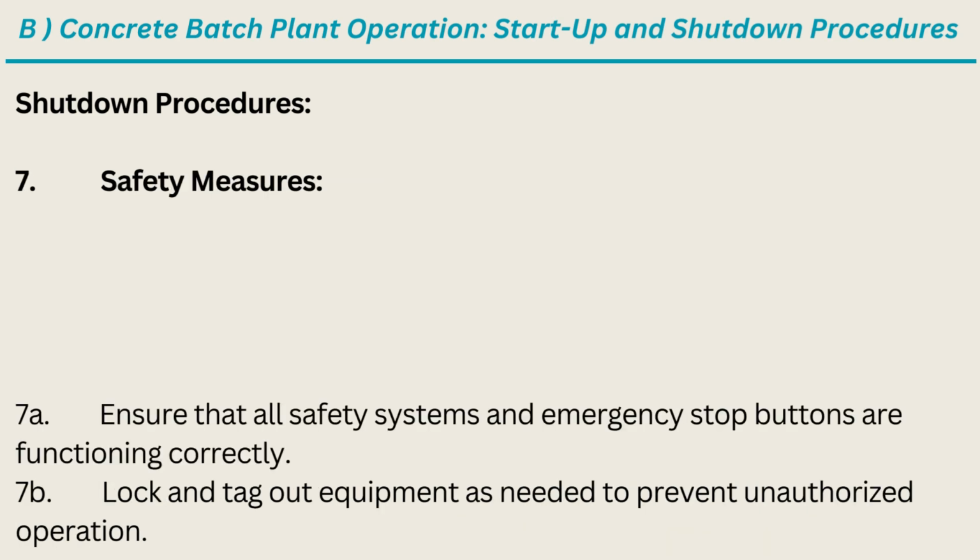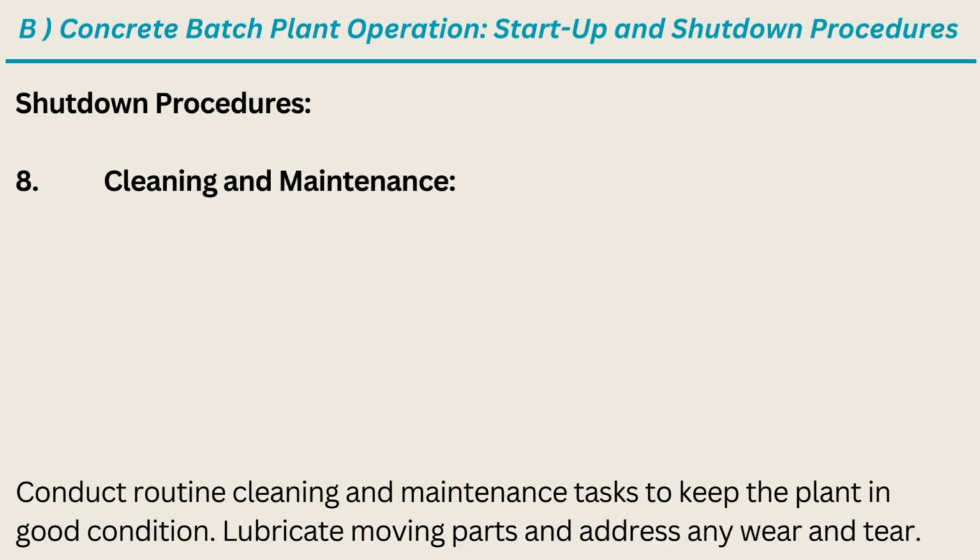7. Safety measures. 7a. Ensure that all safety systems and emergency stop buttons are functioning correctly. 7b. Lock and tag out equipment as needed to prevent unauthorized operation. 8. Cleaning and maintenance. Conduct routine cleaning and maintenance tasks to keep the plant in good condition. Lubricate moving parts and address any wear and tear.